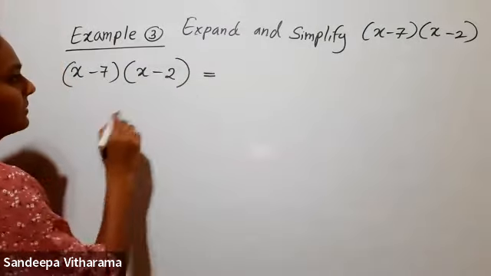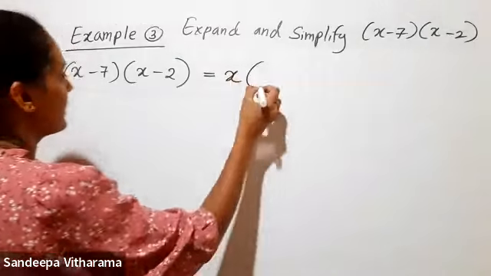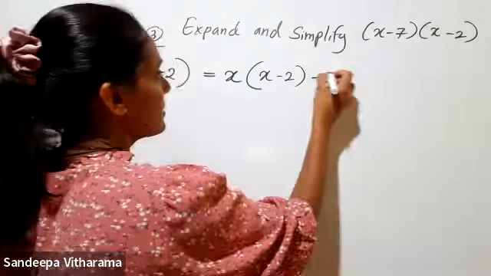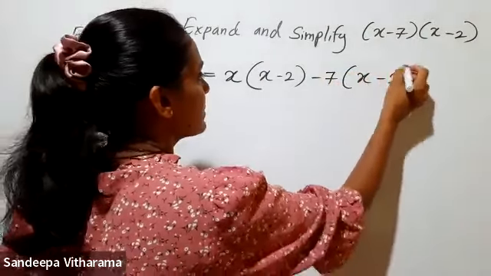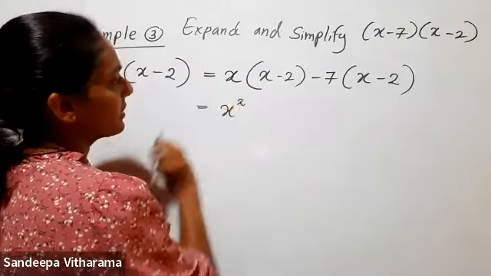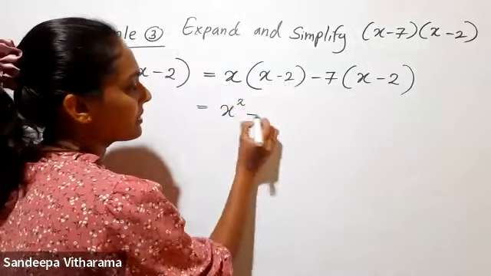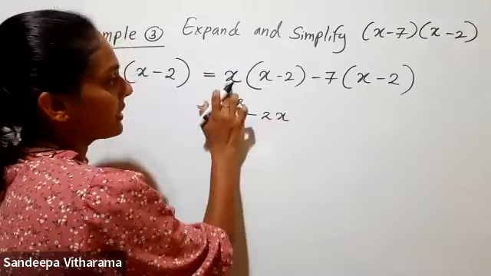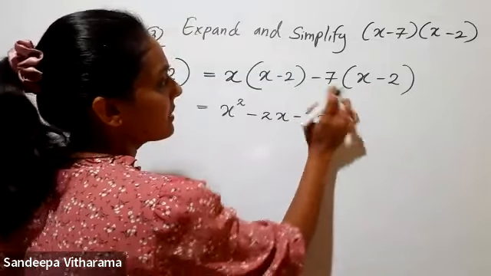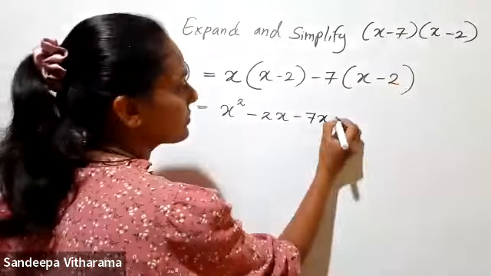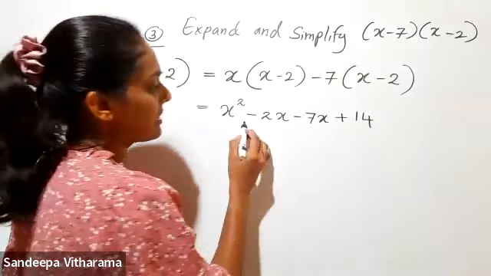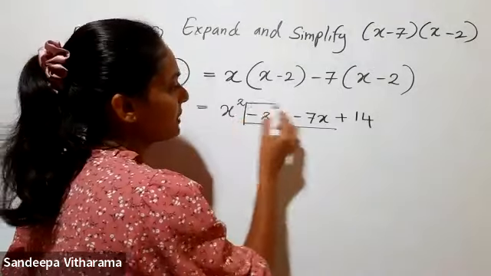Okay, here we have to separate x into x minus 2. Here, minus 7 into x minus 2. Then x into x, it is x squared. x into minus 2, it is minus 2x. Minus 7 into x, it is minus 7x. Minus 7 into minus 2, it becomes plus 14. Okay, now you can see here, same sign numbers together.